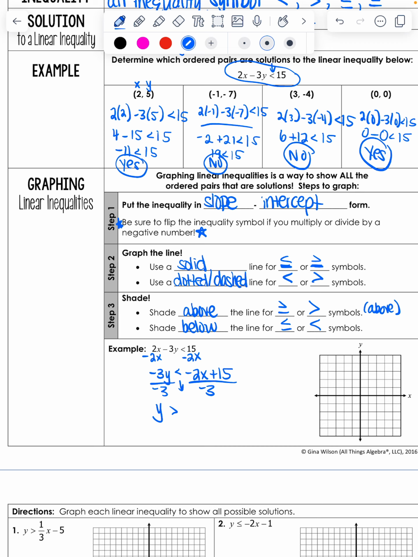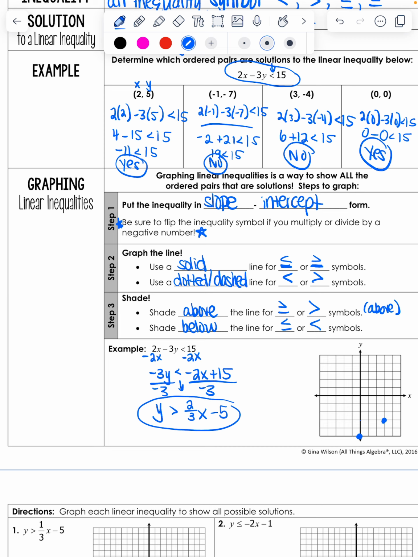So now we have -2x divided by -3, that's +2/3 x, and 15 divided by -3 is -5. So this is the inequality that we're going to be graphing. It's in slope-intercept form. We should still remember how to do this. Starting at -5 on the y-axis, 1, 2, 3, 4, 5, we're going to plot a point. And then from here, we're going to go up 2 and over 3.